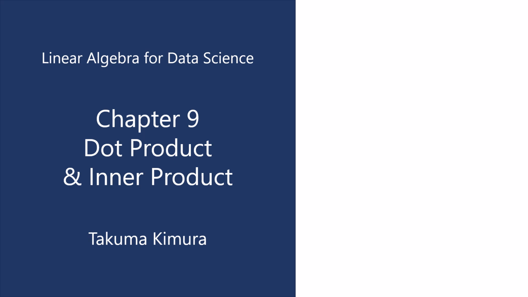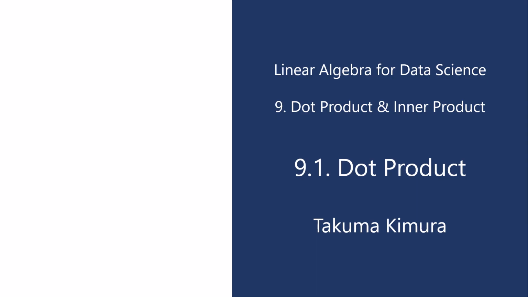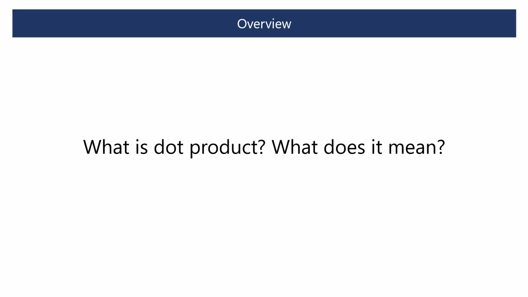Chapter 9. Dot product and inner product. Section 1. Dot product. In this section, we will explore the dot product, a fundamental and essential operation in linear algebra. The dot product tells us how much two vectors are pointing in the same direction. It captures their directional similarity, or the strength of their alignment.